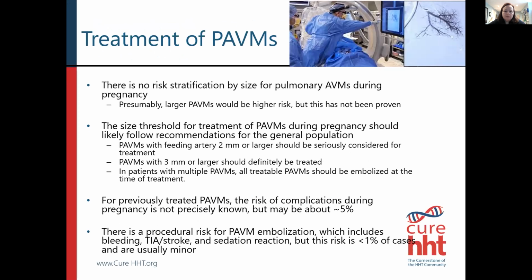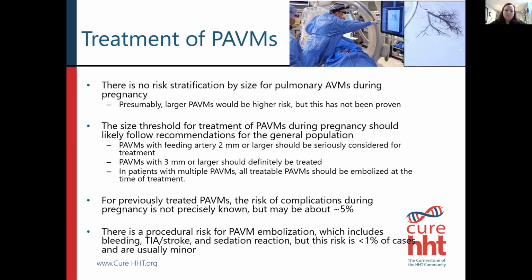And then what about treatment? So you've heard about treatments of pulmonary vascular malformations and some of the sizes of feeding arteries, et cetera. Because there's not as much data in pregnancy, it's hard for us to give a risk stratification and a treatment algorithm, looking at when we are going to treat. So we have to go with the non-pregnant state because there isn't really risk stratification by size. We would assume that a larger pulmonary vascular malformation would be of higher risk, but this hasn't really been proven. And so the size threshold for treatment is really going to follow the recommendations for the general population.